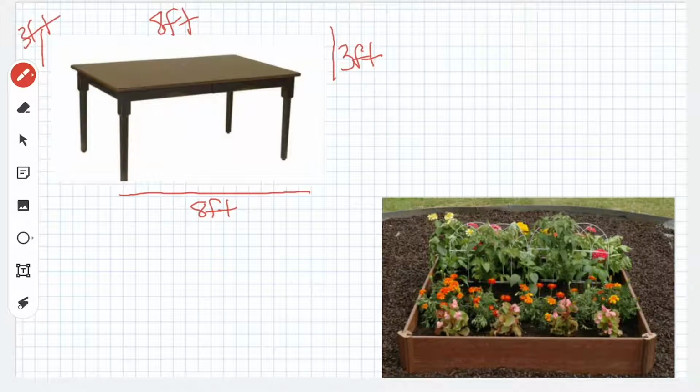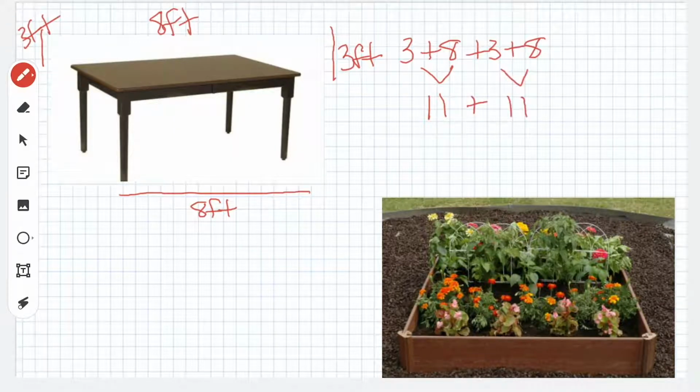To find the perimeter, what am I going to do? Add them all up. So I have 3 plus 8 plus 3 plus 8. 3 plus 8 is 11. 11 plus 11 is 22, and my unit is feet. So that means that the perimeter of the rectangular dining room table is 22 feet. You guys are great at this.